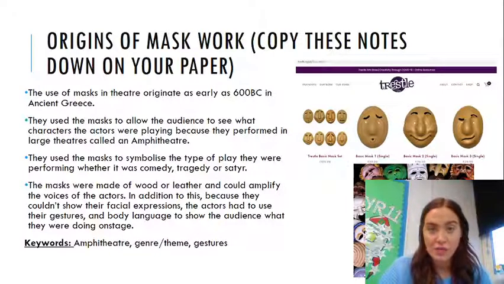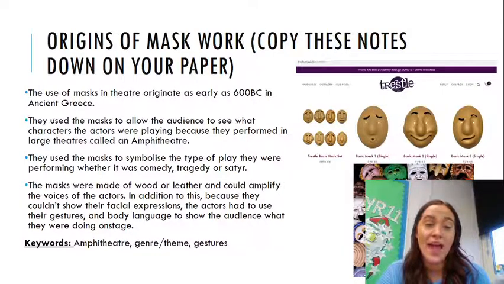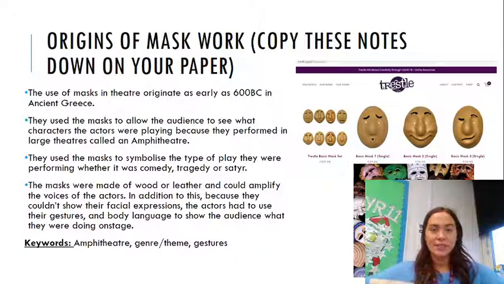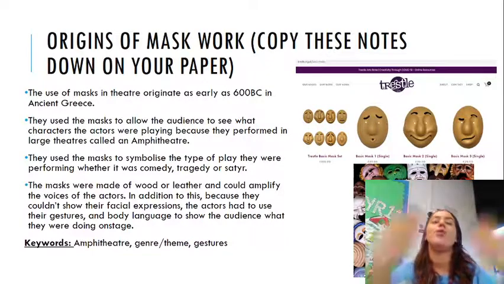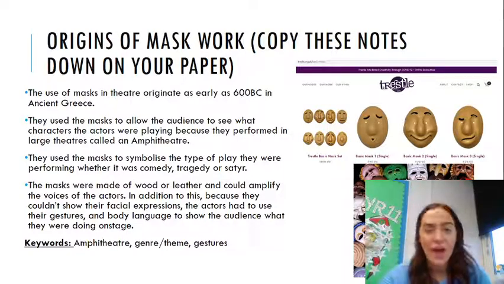Now we have talked about that previously. They used masks to allow the audience to see what the characters, the actors, were playing, because they performed in large theatres called an amphitheatre. So we spoke about this previously. There were massive arenas, and because there were no microphones and they were so far away, they would use these masks so people from way far back were able to see what the characters were actually playing and who they were playing.